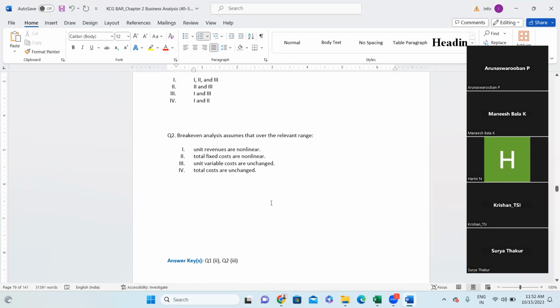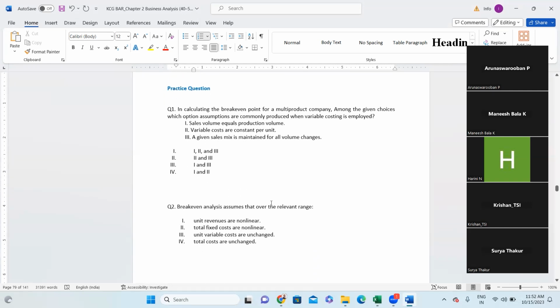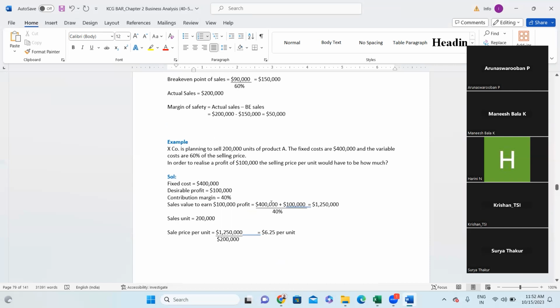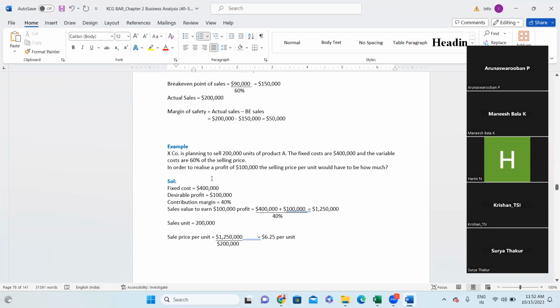Sir, please explain this break-even analysis part once again. Like this variable portion, like here 60% variable cost. So 60% will continue to be 60%. It will not change to 61 or 59. Okay, this is what it means, right?